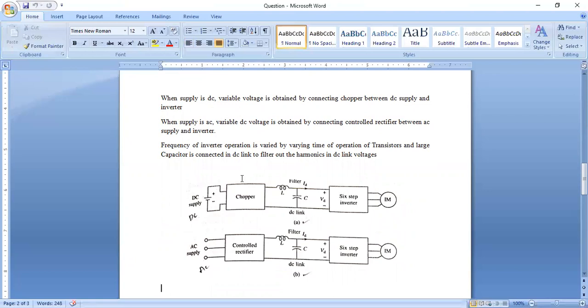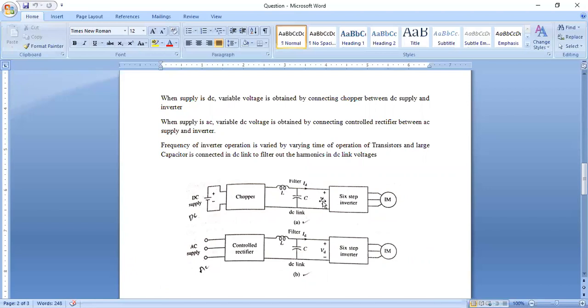If the supply is DC, we have to convert that to variable DC with the help of a chopper. A chopper is nothing but a DC to DC converter. We control from DC to variable DC, and it comes through the filter, which reduces the ripple given to the inverter. By operating the time period of the switches, we get variable frequency in the inverter, and variable voltage through this chopper.